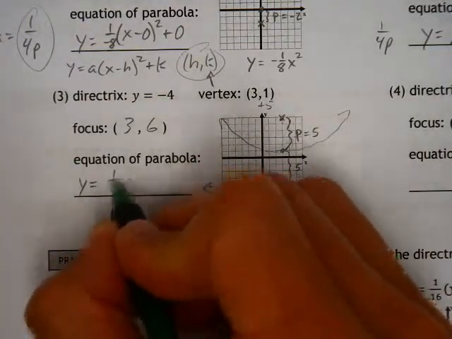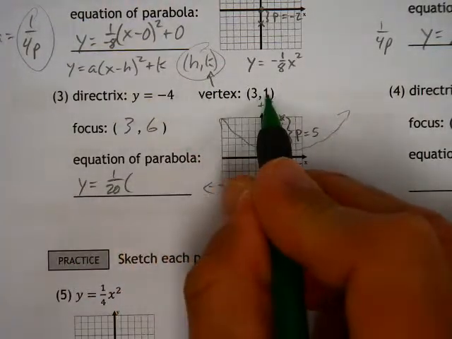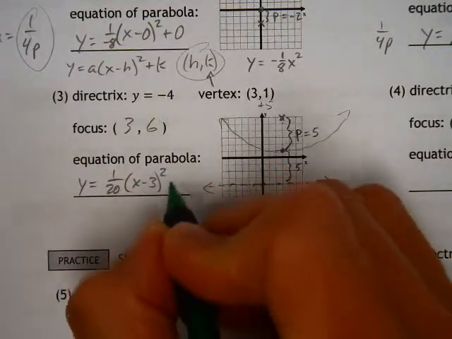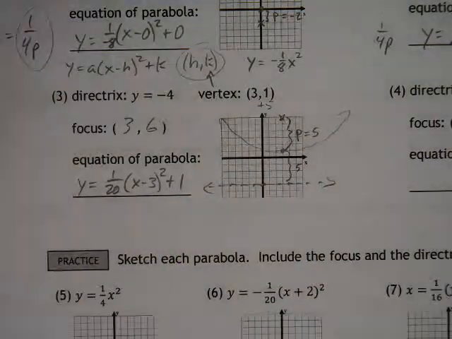then I've got y equals 1 over 20 times, now we've got our vertex. This is h, this is k. (x minus 3) squared plus 1. So that's our new parabola with the center at non-0, 0.